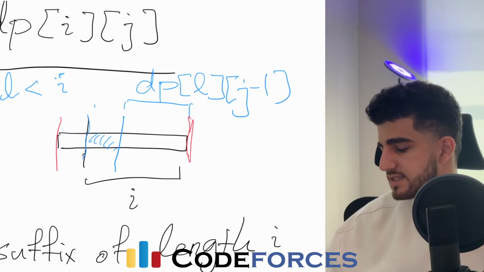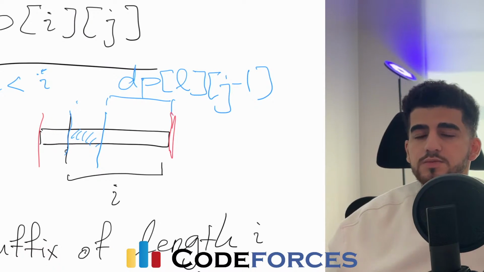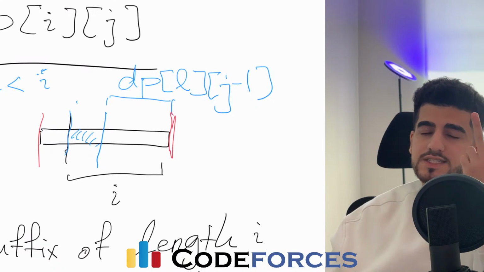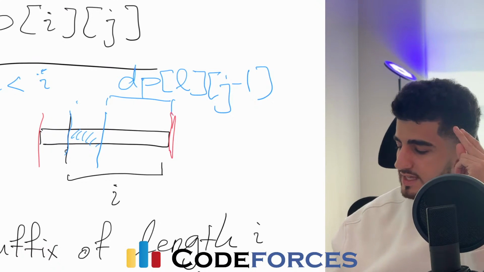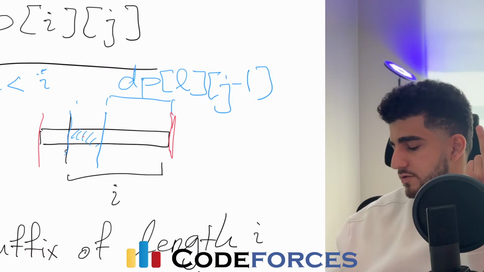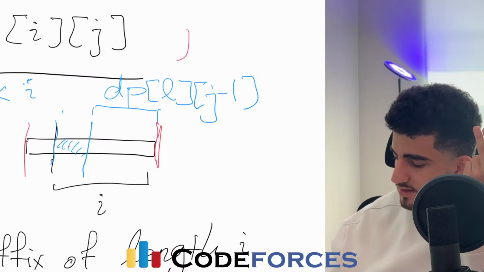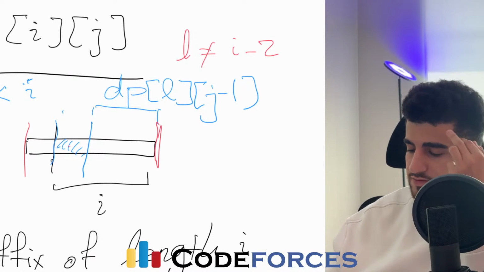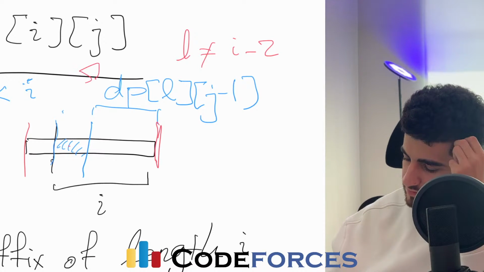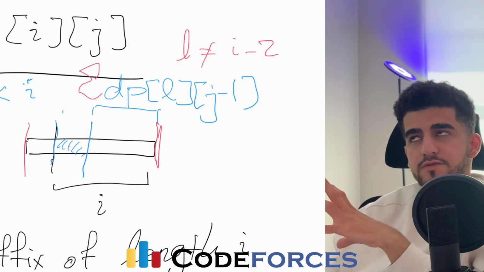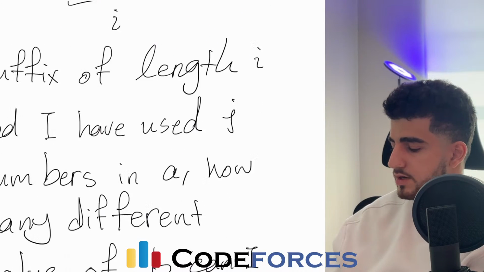One thing that I can say is that my interval should not be of length 2. This is a very special case. The interval that I choose should not be of length 2. So L can be anything but i minus 2. Why do I say that the sum of dp of L and j minus 1 should be for every L other than i minus 2?